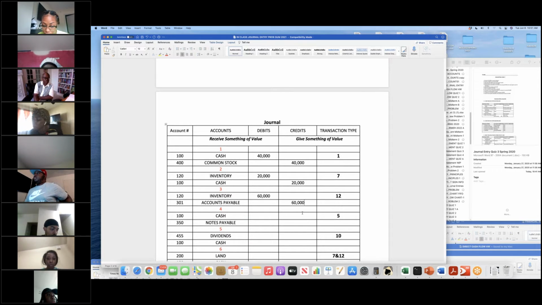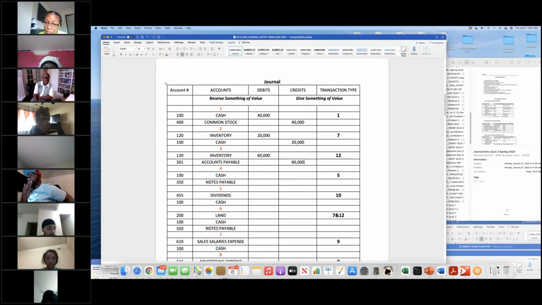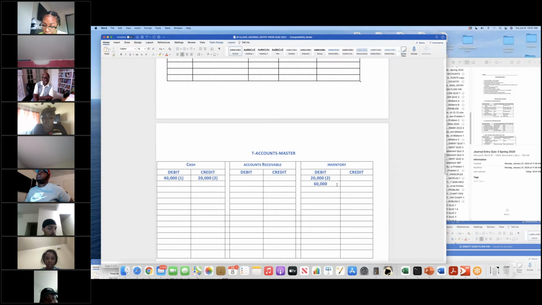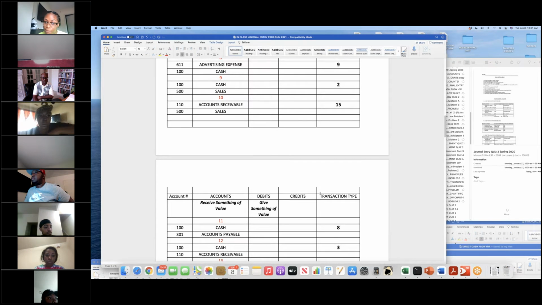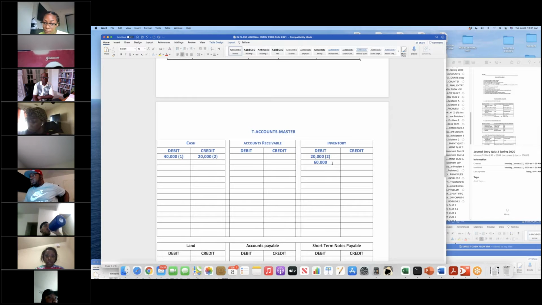All right, so let's just go show you how simple it is. If it's a debit in the journal entry, it's going to be a debit in the ledger. If it's a credit, it's going to be a credit in the ledger. So we're going to go to inventory and put 60,000 as a debit. Journal entry 3. And then it's going to be accounts payable, credited 60,000.